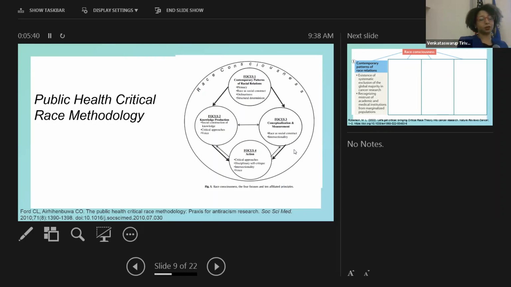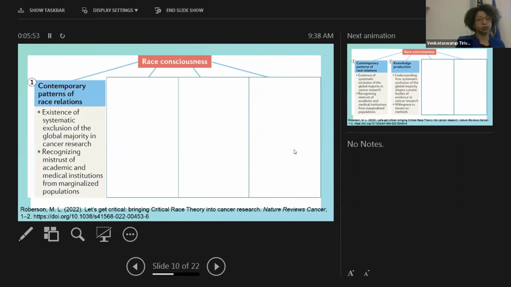And then they discuss four key focus areas in their theory: the contemporary pattern of race relations, knowledge production, conceptualization and measurement, and action. Earlier this year, I had a piece published in Nature Reviews Cancer, where I took this theory and applied it specifically to the cancer research enterprise. Starting again from that broad idea of race consciousness, our own racial socialization as cancer researchers, no matter where we are on the continuum from basic to translational science, shapes how we conduct our research, and who we invite into our labs and bring into our projects.